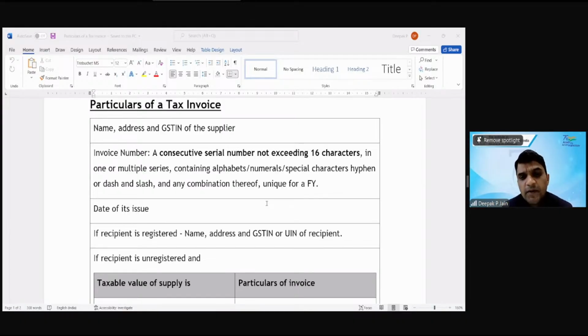Do we need to learn the particulars? Yes, you will have to learn the particulars. कि ये particulars are necessary.